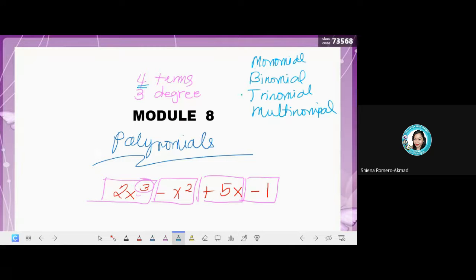Ano ba meaning ng mono? Sige, let's start with mono. Mono means, yes, Diego? 1 po. Correct. Mono means 1. Ibig sabihin, yung polynomial mo has 1 term. How about binomial? What do you mean by bi?